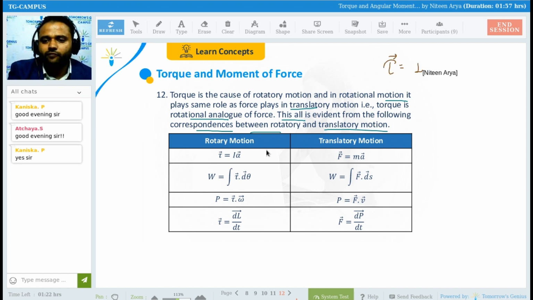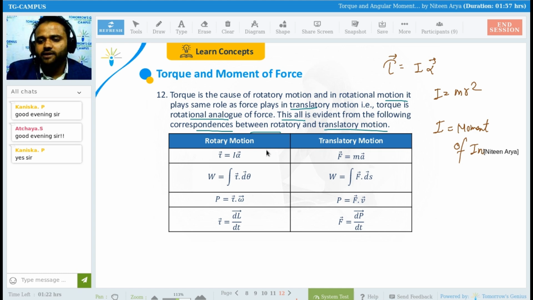Torque tau equals I alpha. Okay, and basically I is going to be mr square for any particular object. How so? Because torque tau is r and F, and if I divide this by alpha, I can get I, which is mr square. I is basically the moment of inertia, which plays the same role as mass in translation. As we know, force equals mass into acceleration. In the same sense, we have torque tau equals I alpha.